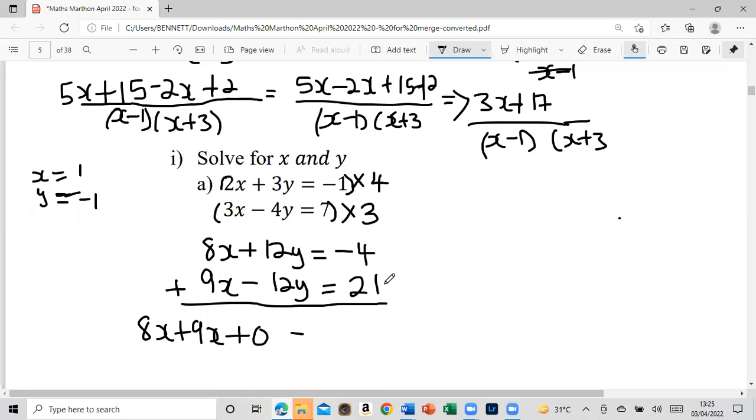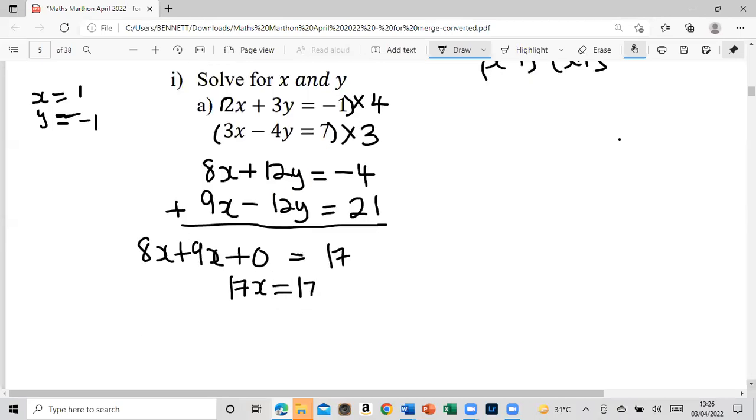And then this is the same thing as 21 minus 4, which is 17. And then we just do the maths. 8 plus 9, 17. And then this equals 17, right? So all this is saying is 17 times a number is equal to 17. We know that the number can only be 1, right? So we divide by 17. So x equals 1. But we're not done.